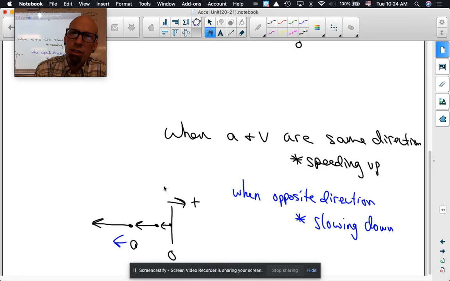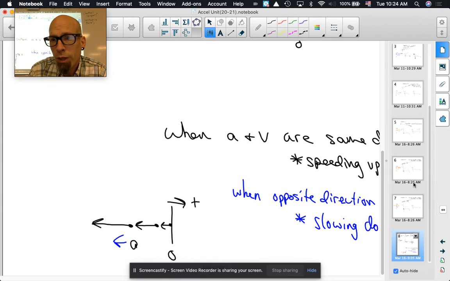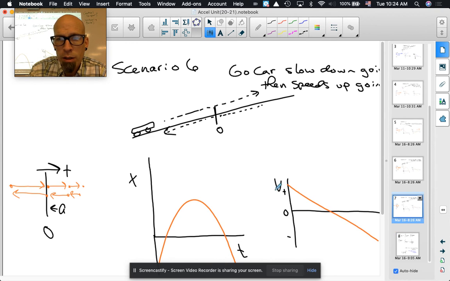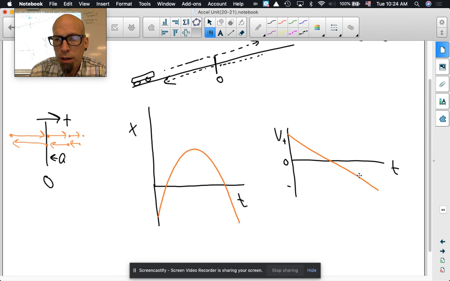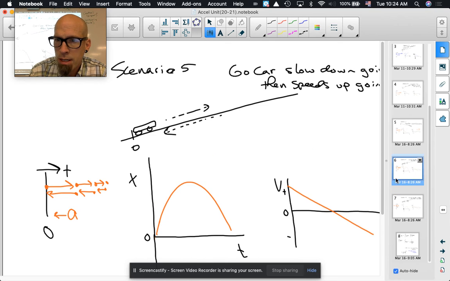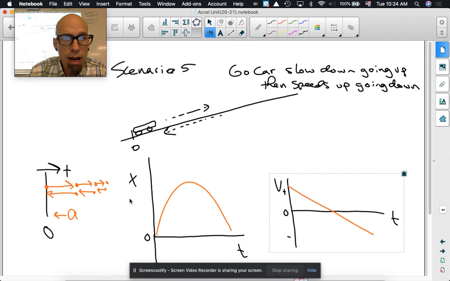Now, what good does this do? Well, here's what good it does. The only reason we knew what direction to put the A arrow here was because we looked at the VT graph. Remember, the slope here tells us what the A is. Negative slope on the VT means negative arrow here. Negative slope on the VT graph means, again, negative arrow here.